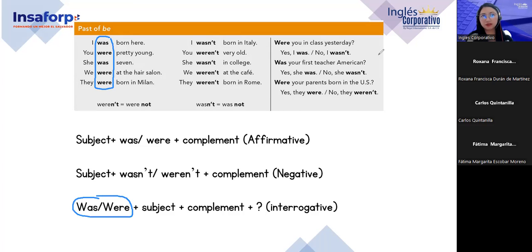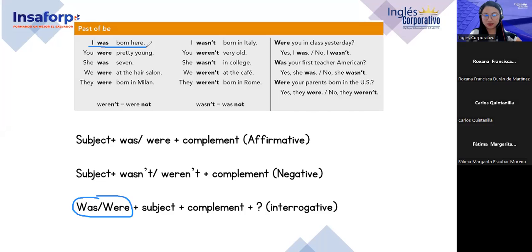Was and were. ¿Qué significa entonces was and were? Estuve. Ok. Estuve o fui. Ok. ¿Y aquí qué piensan? ¿Cómo lo adaptarían? ¿Será que puedo adaptar estuve? ¿Fui? No, ¿verdad? ¿Por qué? Porque esta sería una excepción también. Una excepción a la estructura, ¿sí?